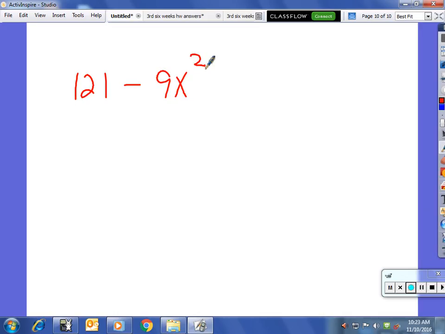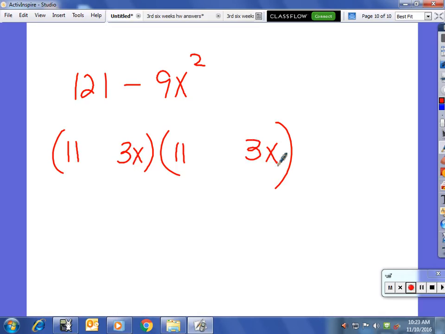Don't even try to rewrite it. You know what? We just want to factor it just like it is. Are those perfect squares? Are they being subtracted? What's the square root of 121? 11. Now, since 121 was in the front, you put the 11s in the front, right, Kristen? What's the square root of 9x squared? 3x. So since that was written on the back, you put it on the back.